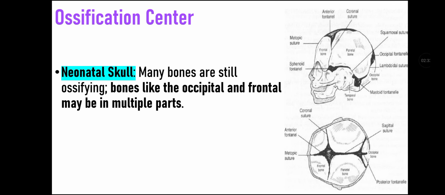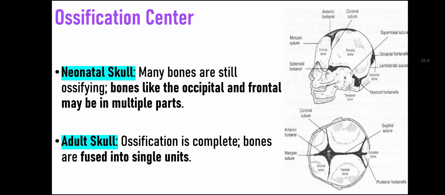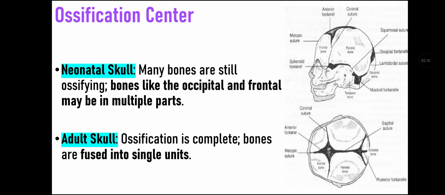Next is ossification center. In neonatal skull, many bones are still ossifying. Bones like occipital and frontal bone may be in multiple parts. In adult skull, ossification is complete, and bones are fused into single units.